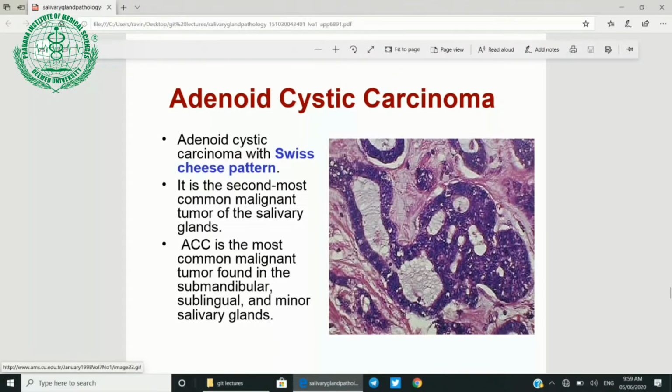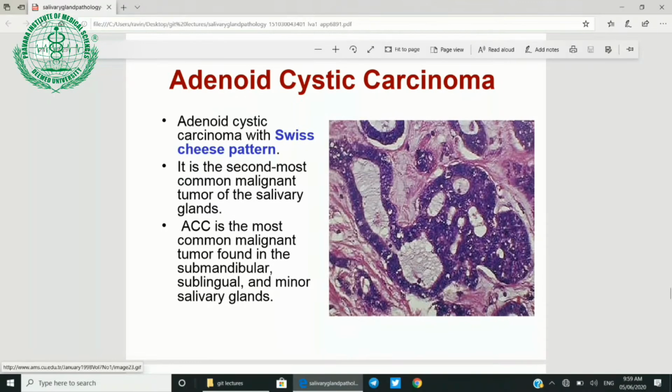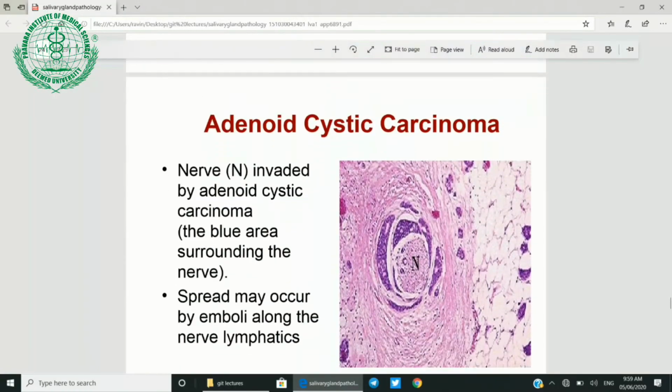When we talk of adenoid cystic carcinoma, you can very well appreciate this is called a Swiss cheese pattern. You see these punched out holes, like a Swiss cheese. It is the second most common malignant tumor of the major salivary glands, and when we talk of the minor salivary glands, it is the most common tumor, in the submandibular, sublingual and other minor salivary glands.